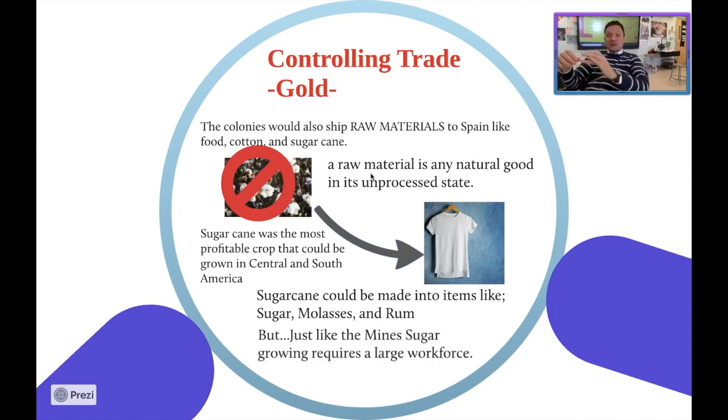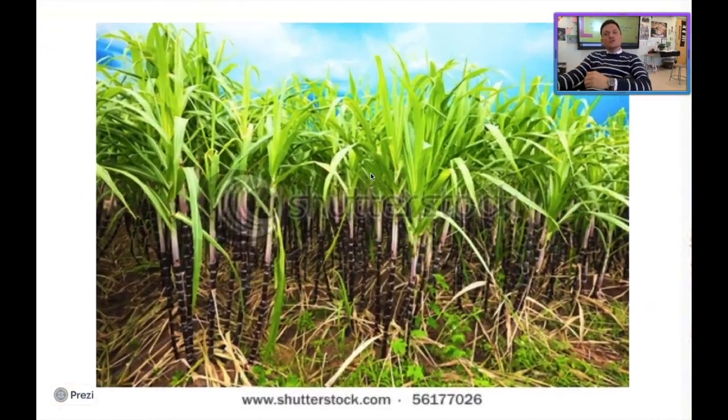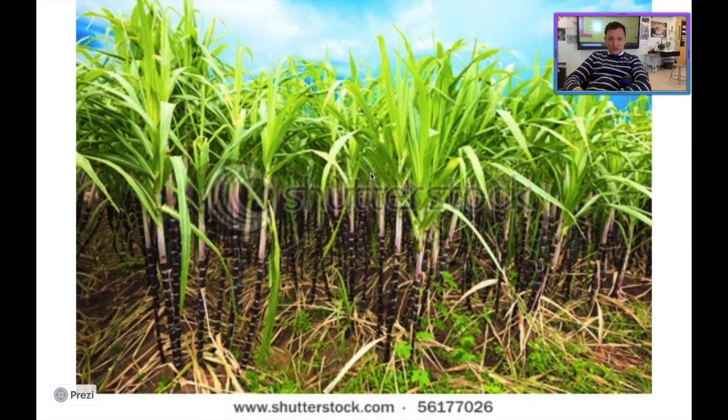But just like the mines, sugar requires a very large workforce, okay? And the original people working on these farms, on these plantations, and in these areas are the natives, right? So it's very, very important to understand who's working in these areas and who is being forced to do this. Looking at this right here, that is sugarcane. That is what sugarcane looks like in its raw form.